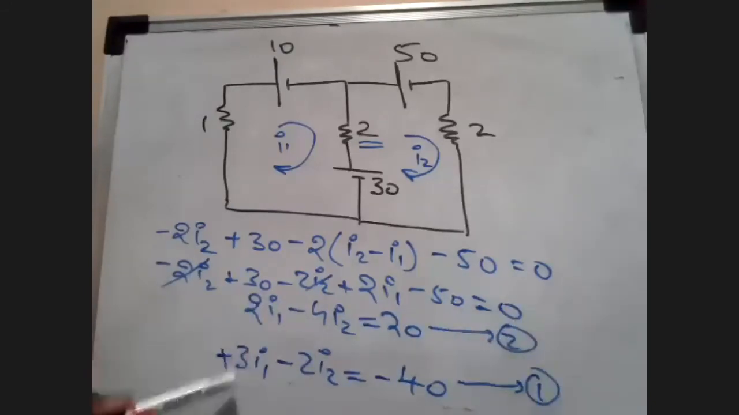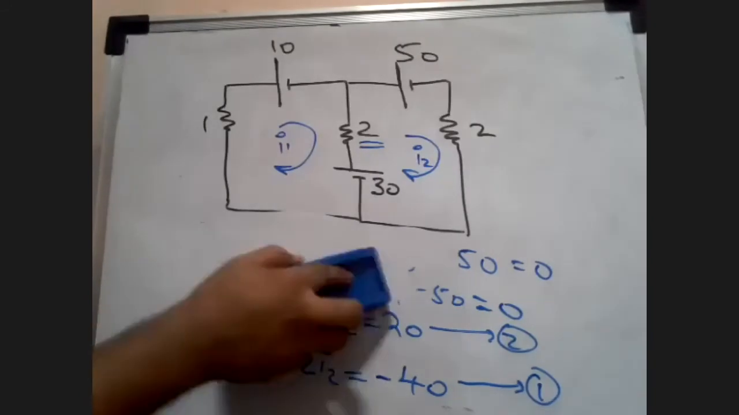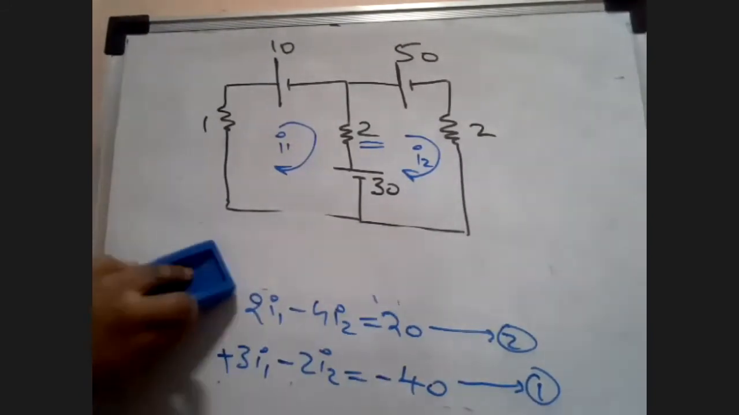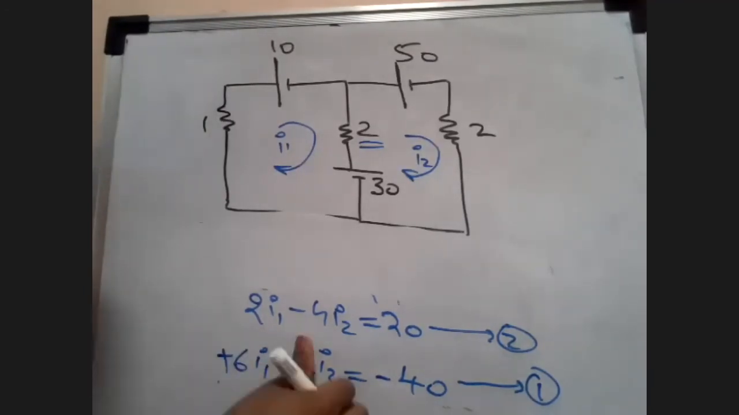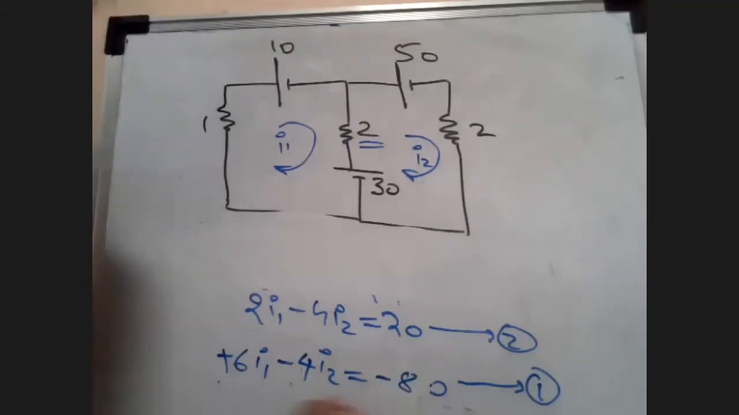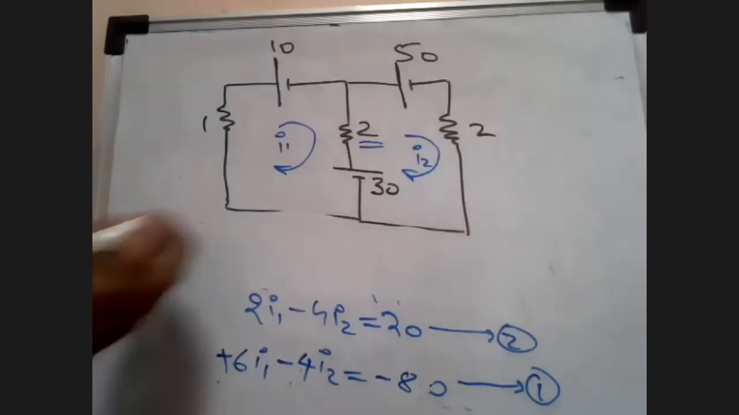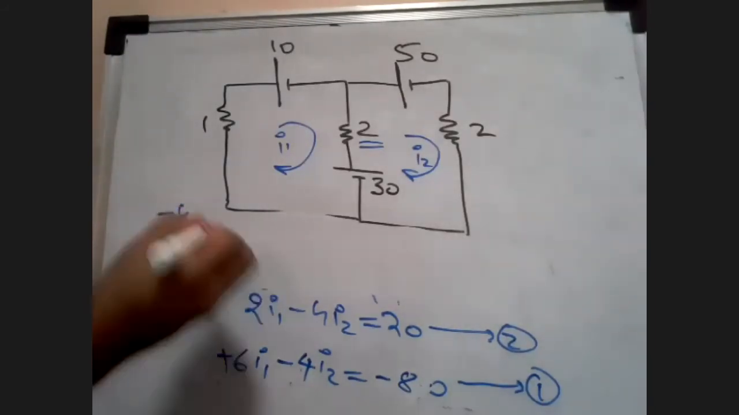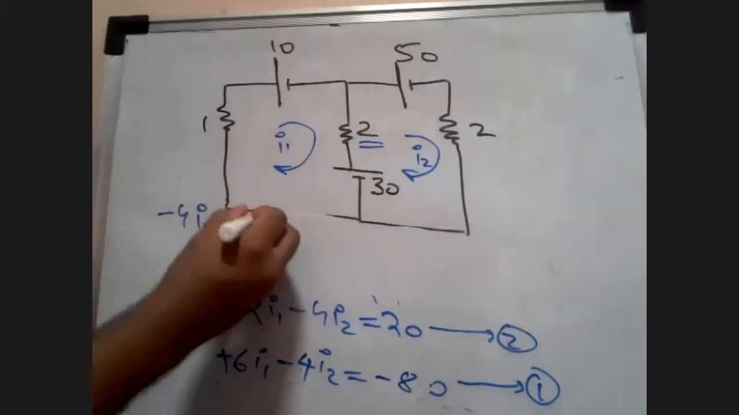So solve both of these equations. What will you get? What are your answers? Multiply the second equation with 2. What will you get? 6 I1, 4 I2, and this you'll get as 80. Then subtract. 4 I2 and 4 I2 get cancelled. 2 minus 6 will give you minus 4 I1, equals, I2 equals 20 amperes.